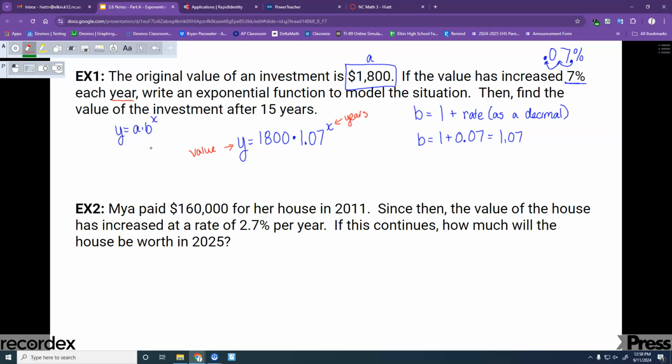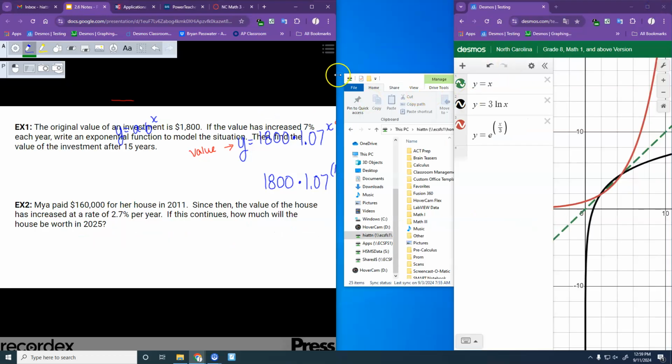So if I want to know what the value of this is after 15 years, all I'm going to have to do is plug in 15 for my years right here. So I'm going to have 1,800 times 1.07 to the 15th power. And you can use your calculator or Desmos, whichever one you prefer. Let me pull up Desmos here.